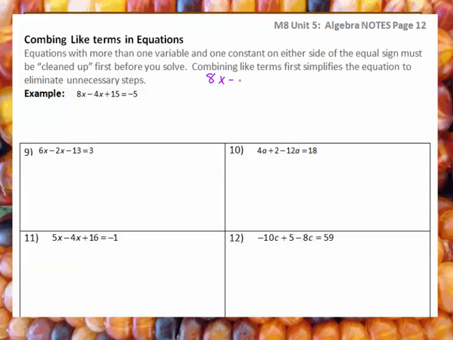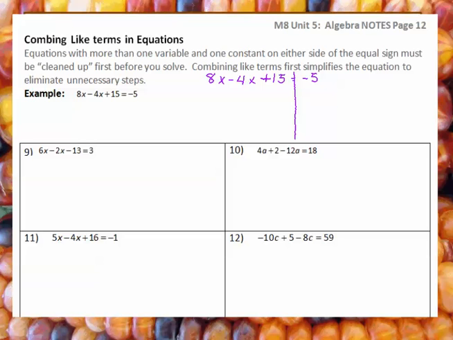I have 8x minus 4x plus 15 equals negative 5. Now if you still need to use your colored pencils for combining like terms, please get them out. And let's talk about this one. Now I'm solving, so I can draw my line down the middle.